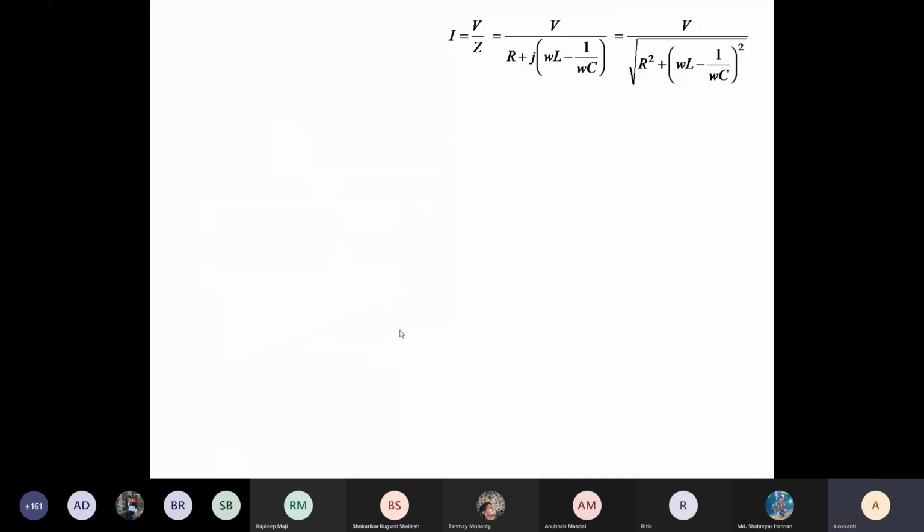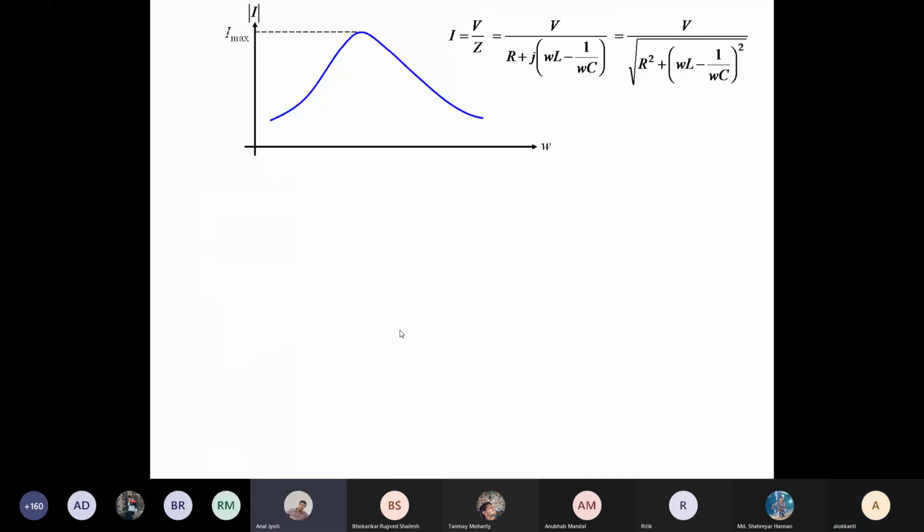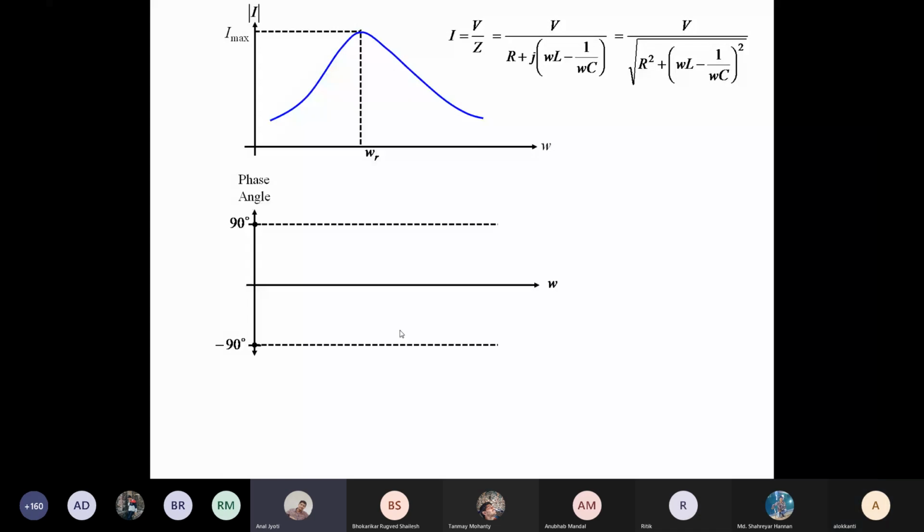Here the phase angle theta is tan inverse of (omega L minus 1 by omega C) divided by R. So when omega is 0, it will be tan inverse of minus infinity, and it will give a minus 90 angle. But that impedance is in the denominator for the current.